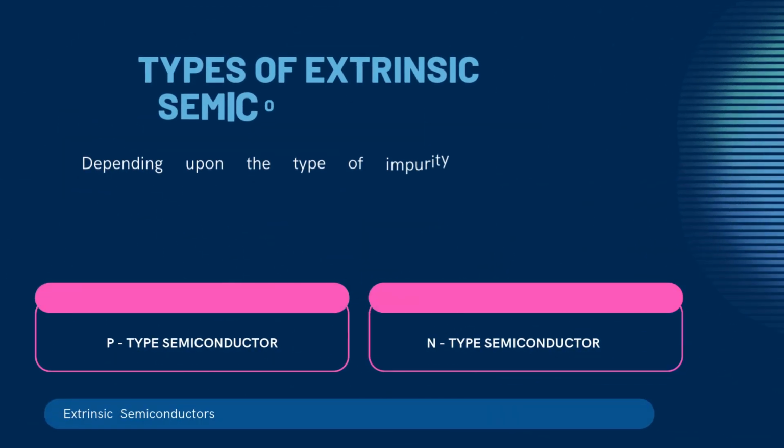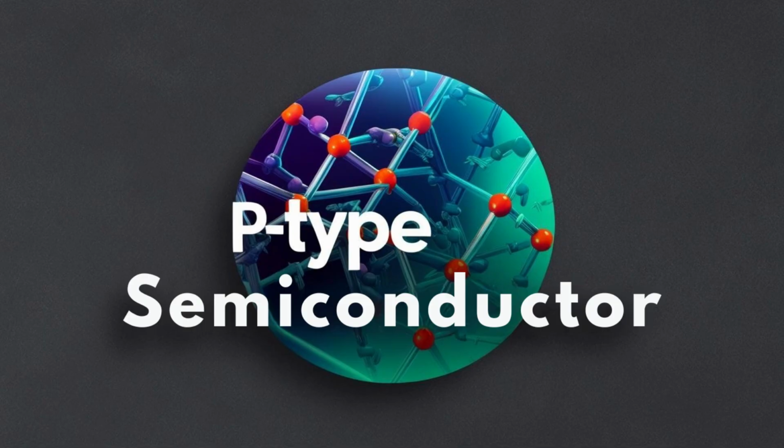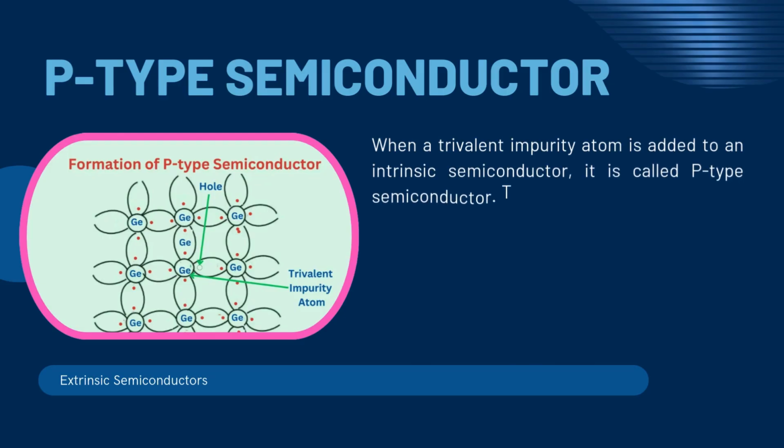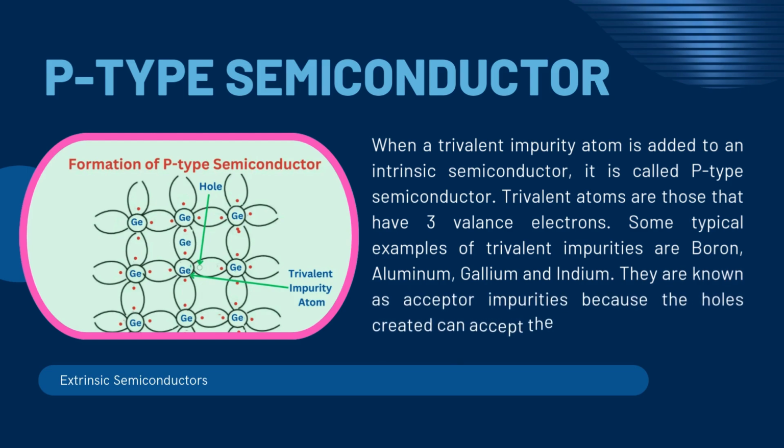Now, depending upon the type of impurity added, extrinsic semiconductors are classified into two types. They are P-type and N-type semiconductors. So first let us discuss the P-type semiconductor. When a trivalent impurity atom is added to an intrinsic semiconductor, it is called a P-type semiconductor. Trivalent atoms are those that have 3 valence electrons. Some typical examples of trivalent impurities are boron, aluminum, gallium, indium, etc. They are known as acceptor impurities because the holes created can accept electrons.